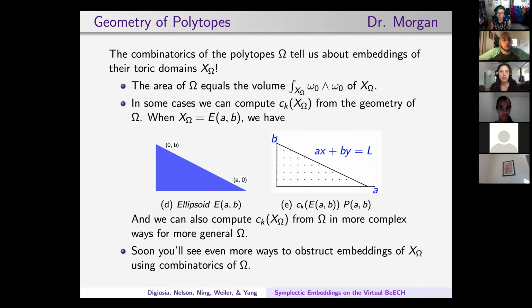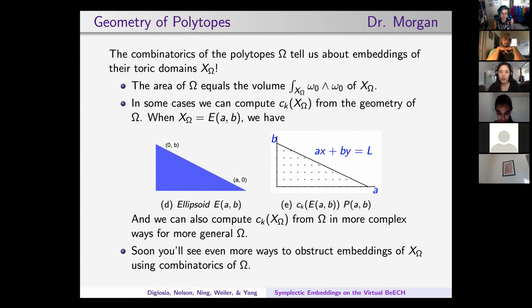Okay, next slide, please, thanks. Recasting our manifolds in this light helps us understand embeddings of the toric domains. The first thing is, if I compute the volume of X omega, that's actually just equal to the area of omega, which is really helpful. And another thing that's even more obvious is if one omega fits into another omega, then the X omegas also fit.